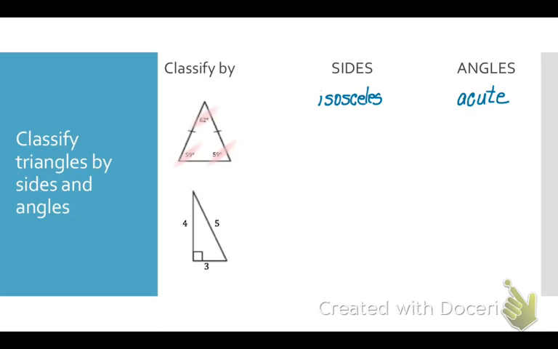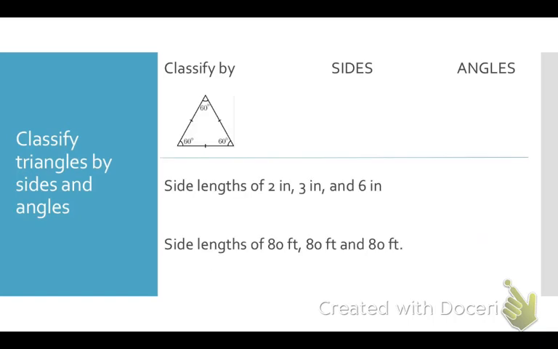Now, let's look at our next one. Looking at our sides, we see that all three sides are different lengths, so this is a scalene triangle. And if we look at our angles, we see that one of our angles is a right angle, so this is a right triangle. So this is a right scalene triangle. Now, our last example: if we look at the sides, we can see that all three of them are congruent, so this is an equilateral triangle. And we know that it has to be equiangular as well because all equilateral triangles are also equiangular.